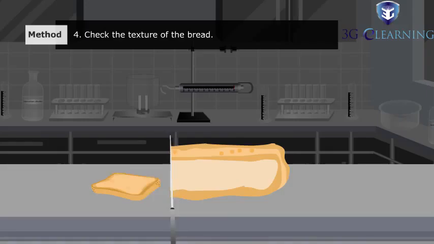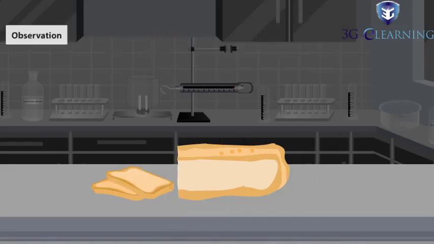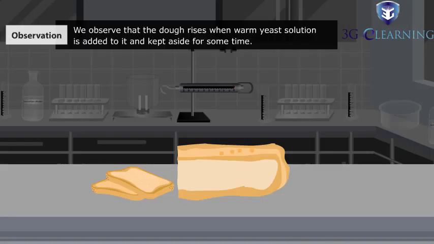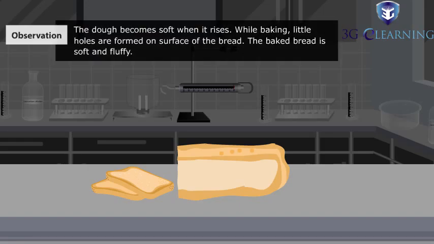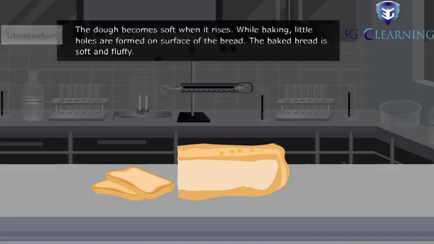Step 4. Check the texture of the bread. Observation. We observe that the dough rises when warm yeast solution is added to it and kept aside for some time. The dough becomes soft when it rises. While baking, little holes are formed on the surface of the bread. The baked bread is soft and fluffy.